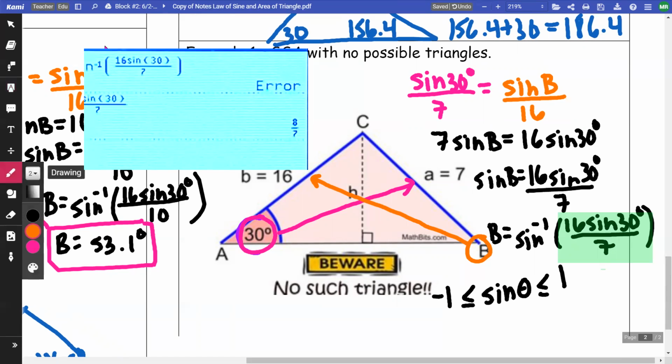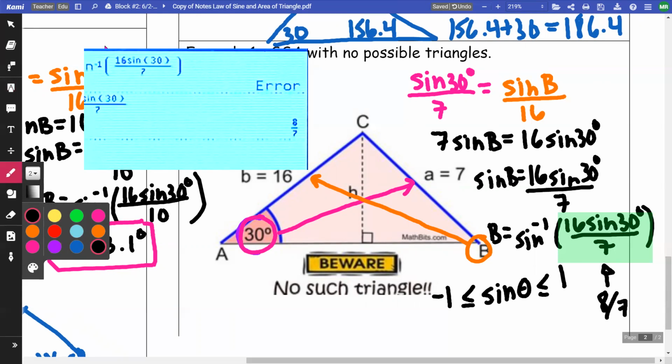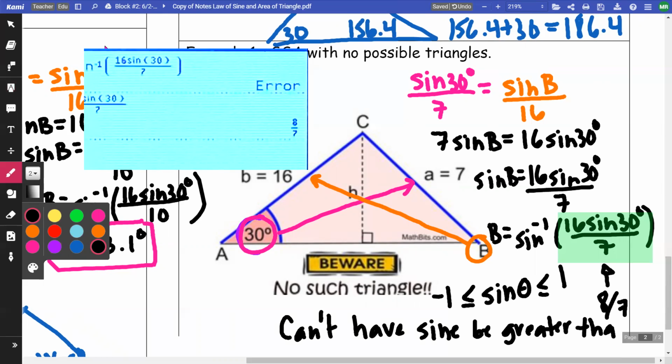This is 8/7, which is greater than 1. So sine can't be greater than 1. It's not possible. So when I'm taking sine inverse of something greater than 1, I'm trying to find, hey, what angle gives me a sine greater than 1? Nothing. So this one has no triangle at all.